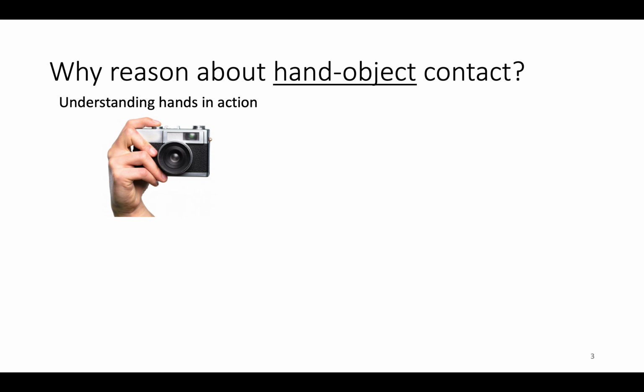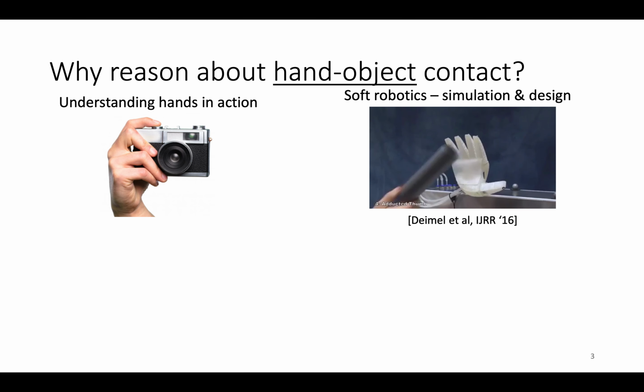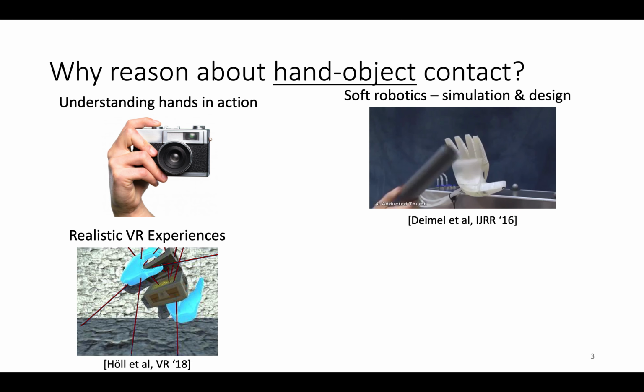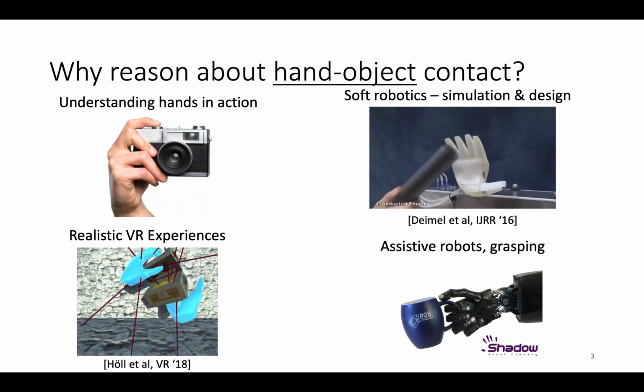Understanding hands in action has been a long standing goal in computer vision, and contact reasoning can take us one step further. It can also help with the simulation and design of soft robotic hands, make our VR experiences more realistic, and can also help with assistive robots and grasping.